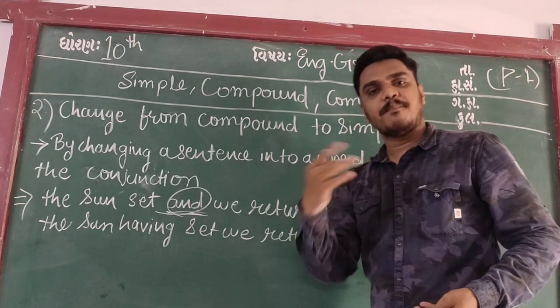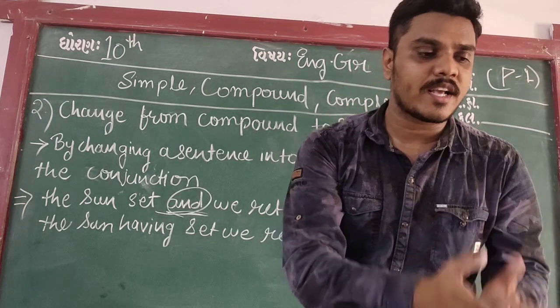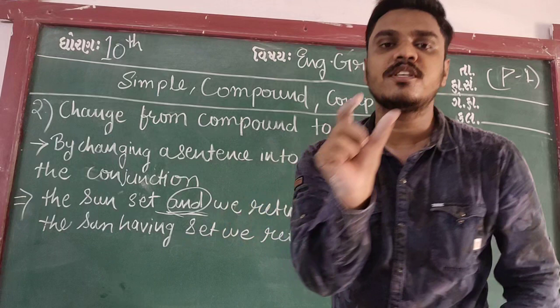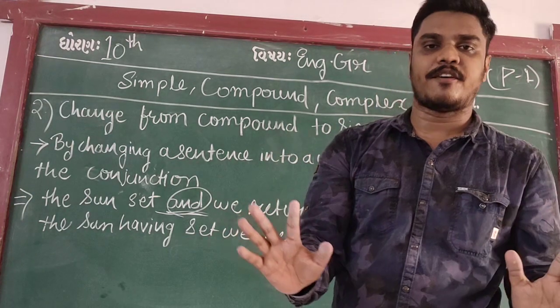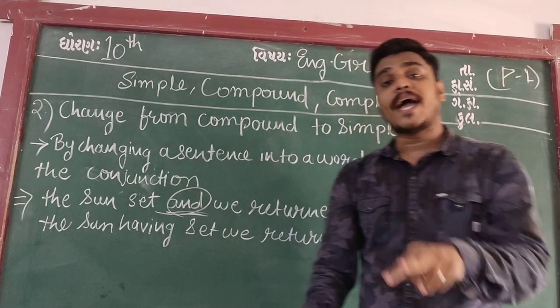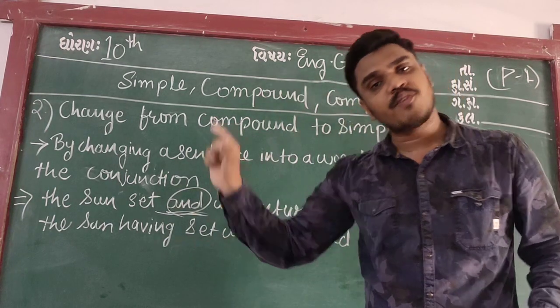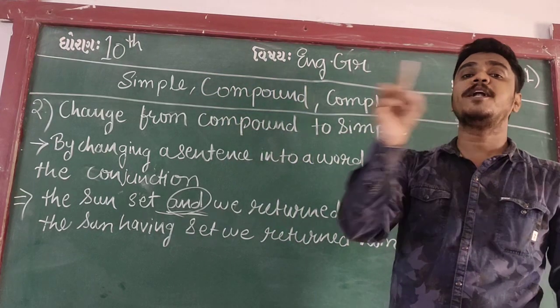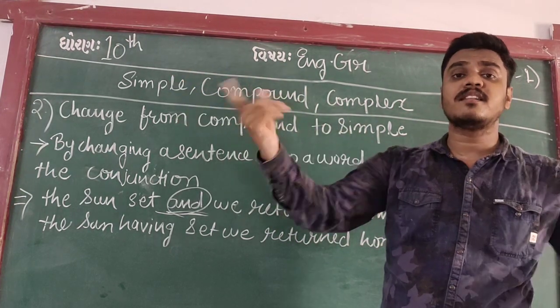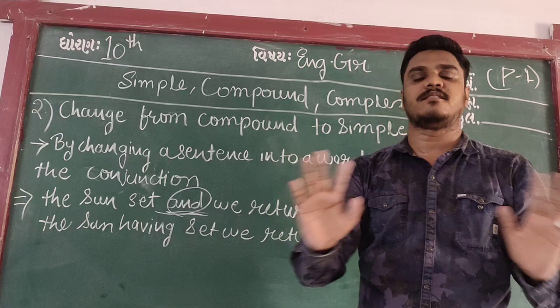Now, if you are converting simple to compound, use a conjunction, that is and, or, but, whatever. While compound to simple, remove the conjunction and make the sentence in a compressed manner. In simple to compound, extend the sentence. In compound to simple, compress the sentence.